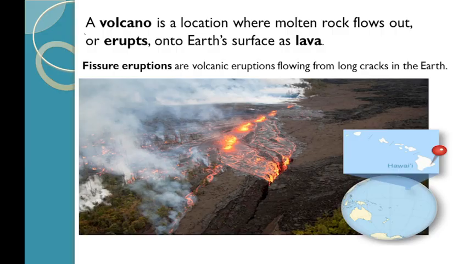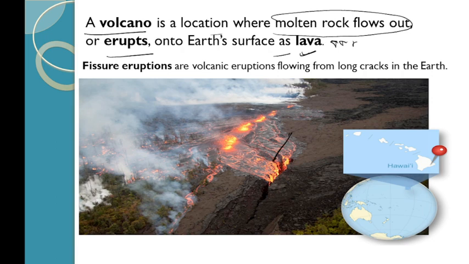A volcano is a location where molten rock flows out. Where is molten rock? This asterisk mark. Molten rock flows out and erupts on the earth's surface as lava. Whenever it is below the earth's surface, it is magma, but whenever it comes out onto the surface, it forms lava. Molten rock coming onto the surface is called lava. This rock flows out and erupts.